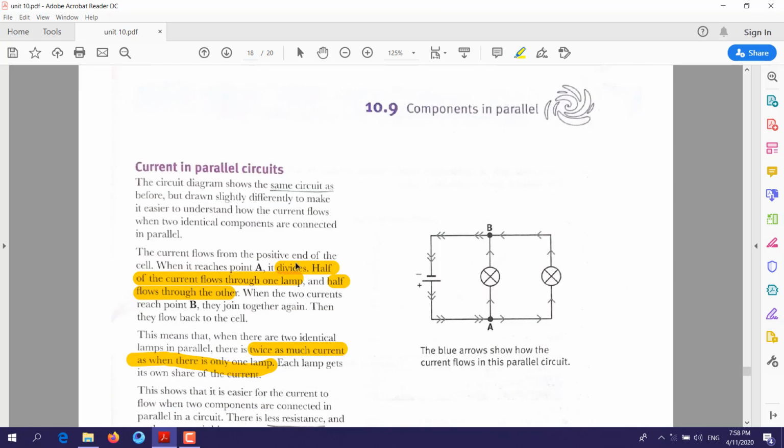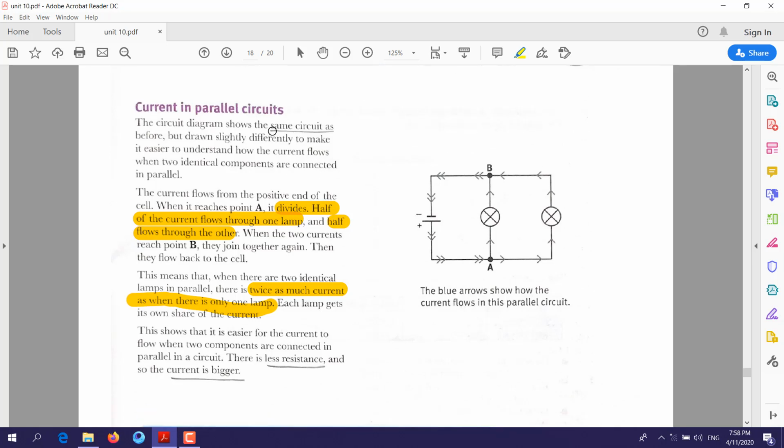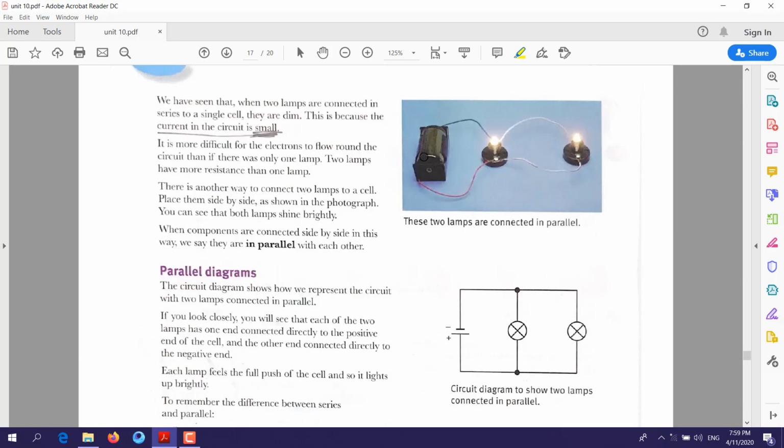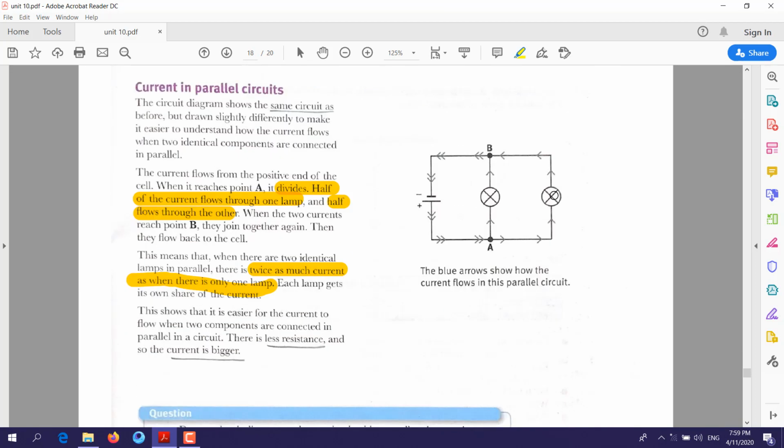If we want to explain it, current in a parallel circuit. The circuit diagram shows the same circuit as before, which is like this one: cell, bulb, bulb. The difference is that it is drawn slightly differently to make it easier to understand how the electric current will flow. Now, let's see how the electric current will flow through it. The current flows from the positive end. Now, the start point is here.